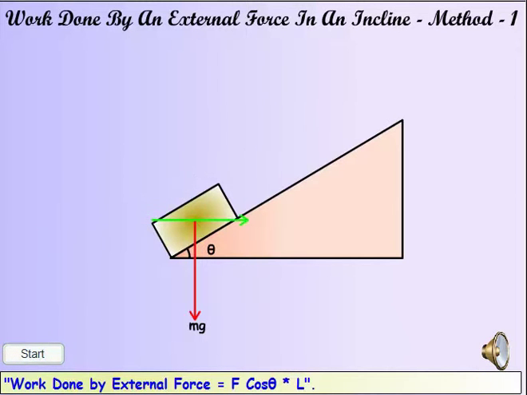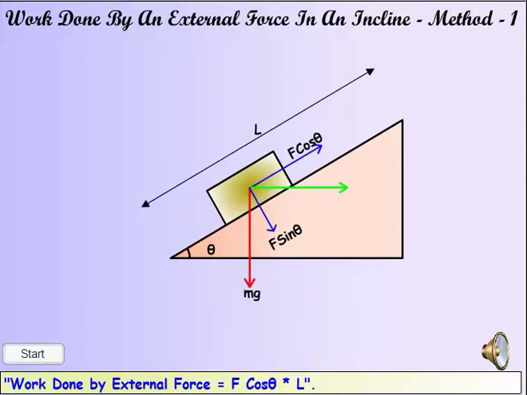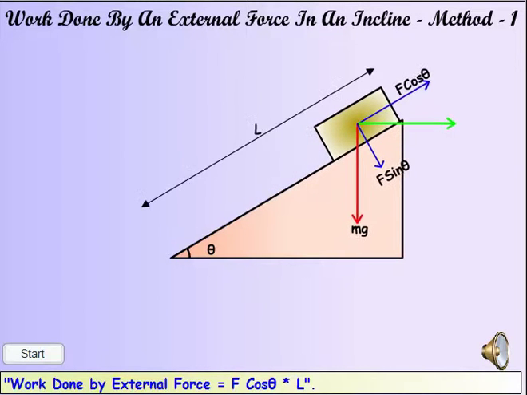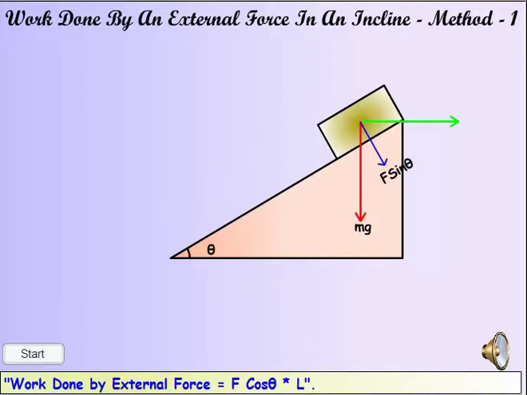Here, we need to compute the work done by an external force in moving the block up the incline. Here, we will resolve the force into the two components, and the work done will be the component of the force parallel to the ramp times the length of the ramp, as both will be in the same direction. The work done is F cos theta times L.